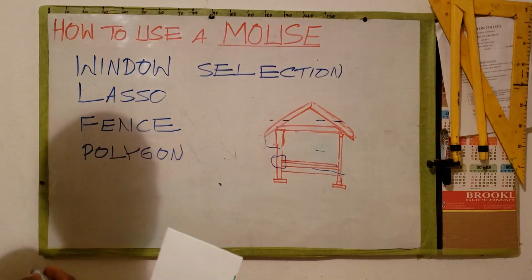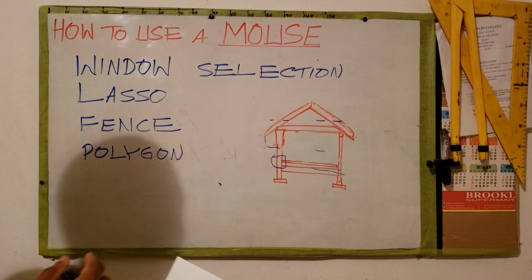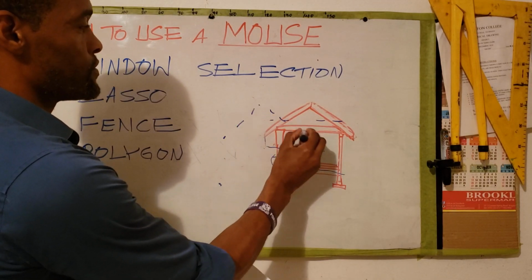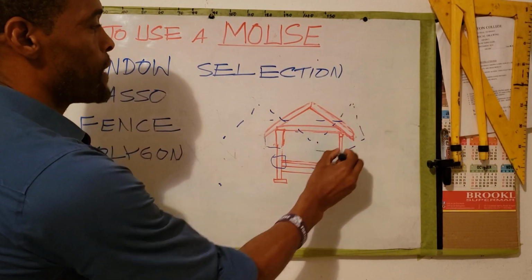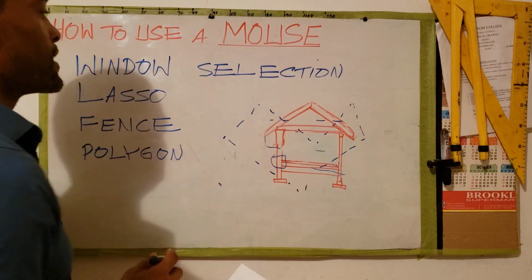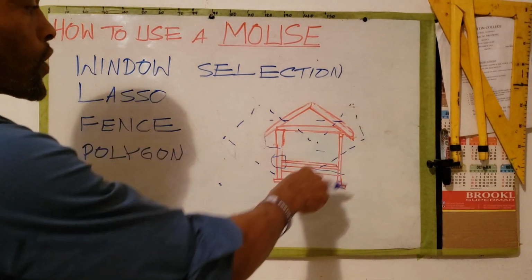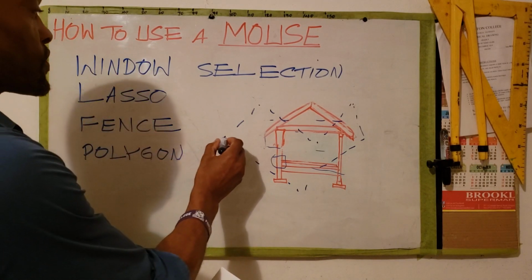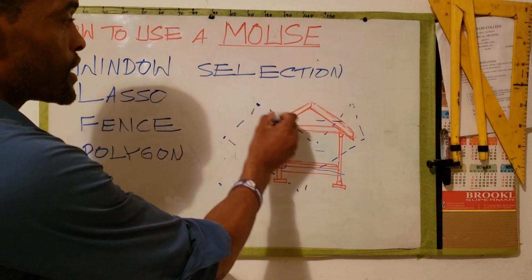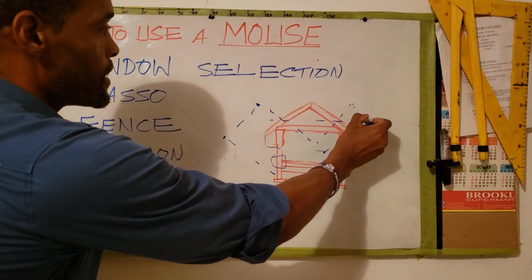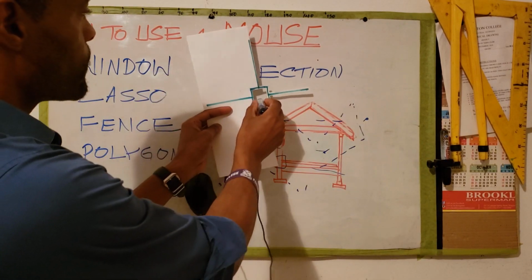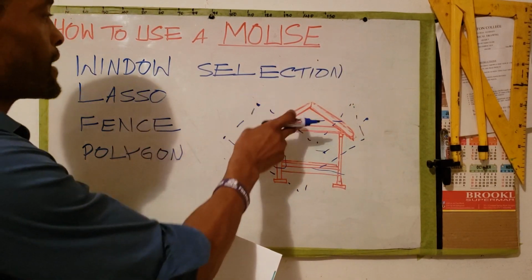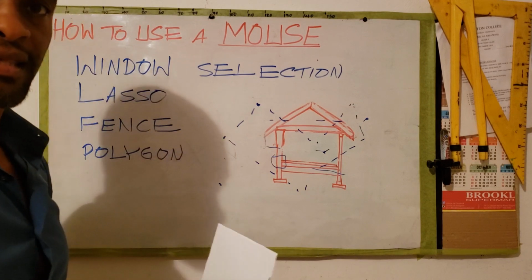Now, for fence, what fence does, fence allows you to create a pattern. You create a pattern, and anything that this broken line touches will be selected. All right? So we start here, move up, left click, move there, left click, move there, and click. Any line that this touches will be selected.